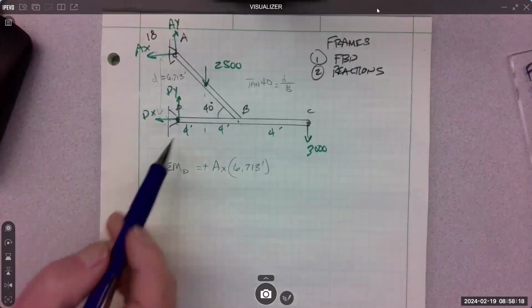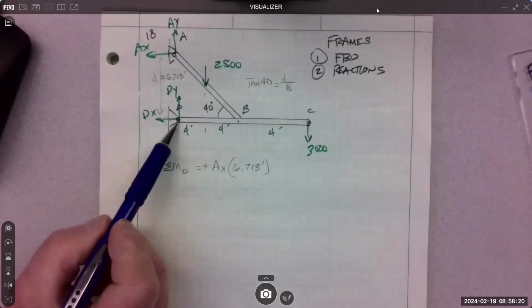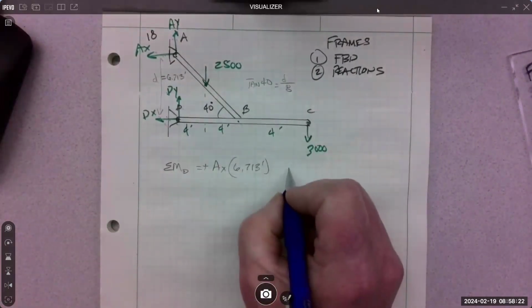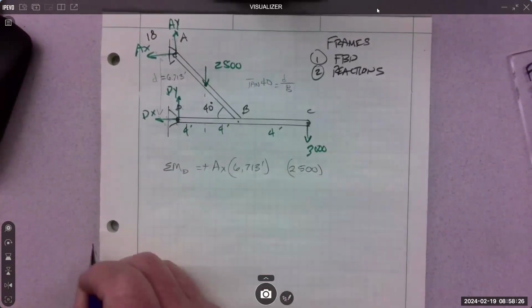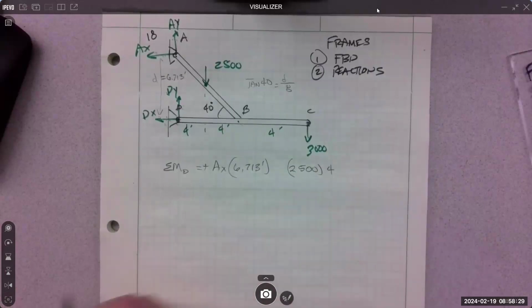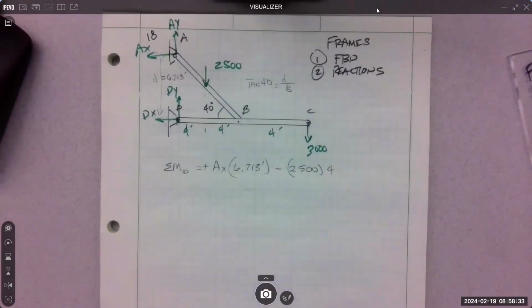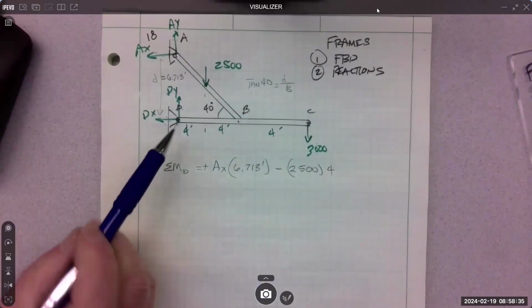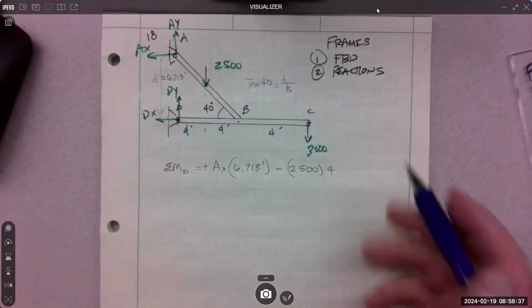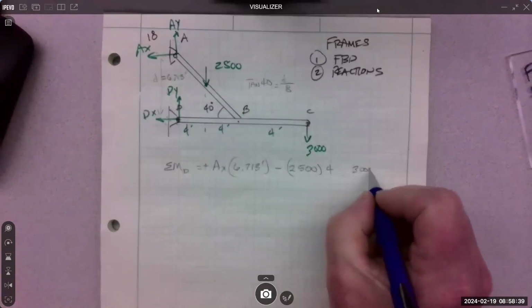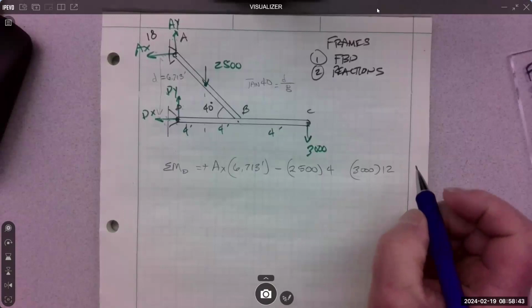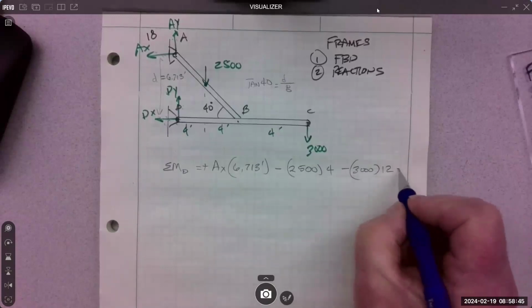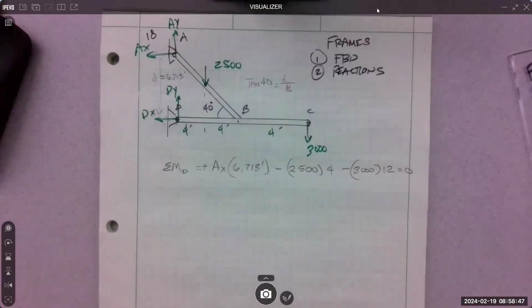What else creates moment about D? Yeah, 2,500 times 4. Rotation negative. Anything else? 3,000 times 12. Rotation negative. Nothing else.